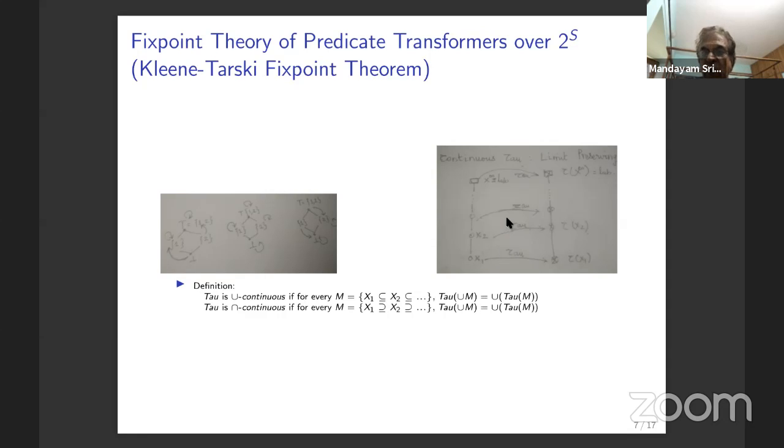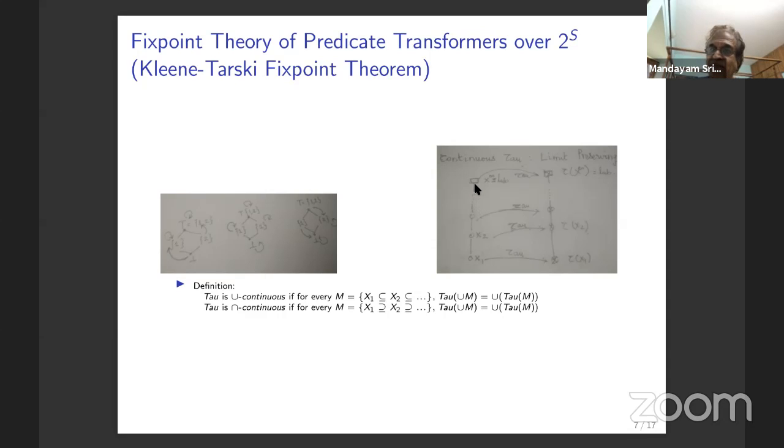Intuitively, this ensures that tau preserves limits. If you have an ascending chain, and tau is monotonic, then for every ascending chain in a complete partial order, the limit is guaranteed to exist, correct? And for an ascending chain, you get the limit by taking the union.